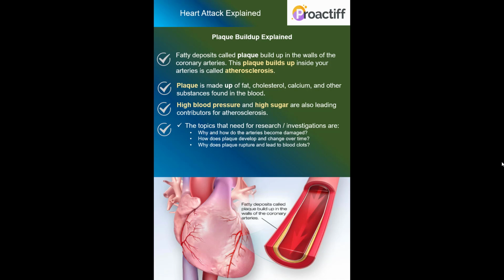Why does the plaque rupture and lead to blood clots? Again, this is an item of further study and investigation. Though we know the rupture will result in either blood leaking or clot formation based on different conditions, how does it weaken, how long does it take, and what kind of impact does this have needs to be further investigated. It's important for you to remember that the fatty deposits called plaque build up on the inner walls of the coronary arteries, which is not a warranted situation.